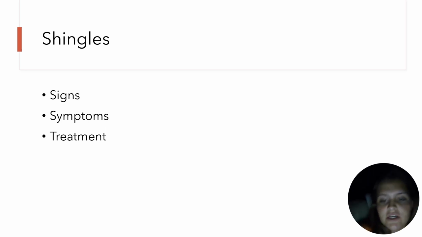Okay, so shingles. After having chickenpox, you can get shingles. Usually this affects one side of the body and stops at the midline. This is a very painful disease. It develops after the chickenpox virus is reactivated. It can be spread through droplets, so respiratory droplets.